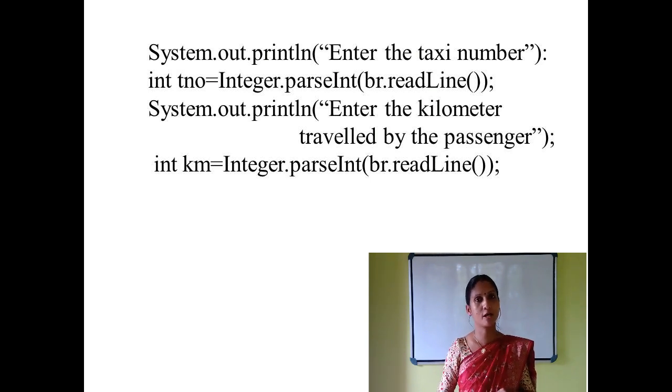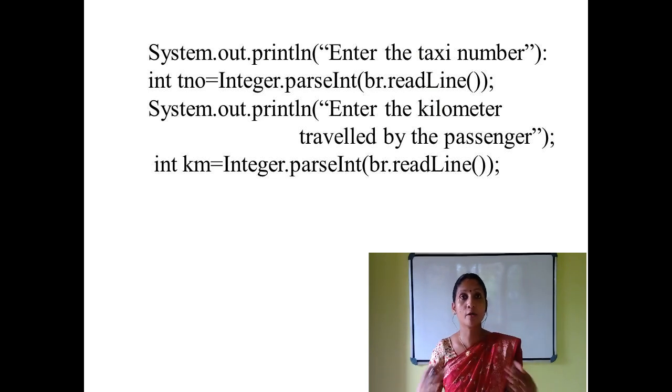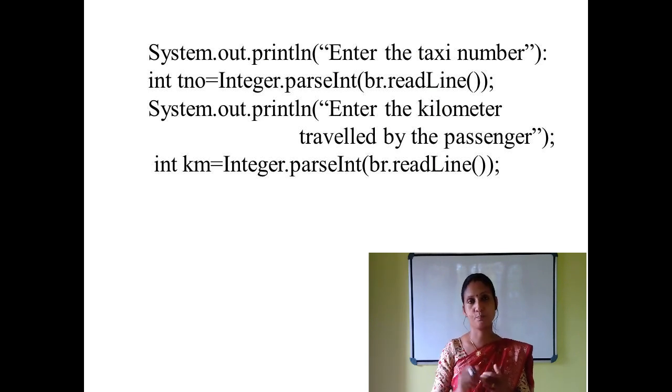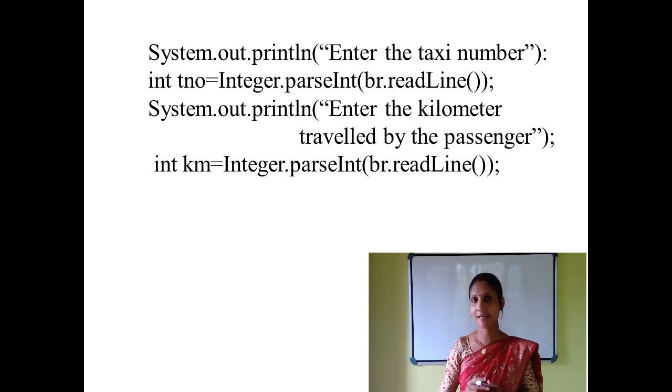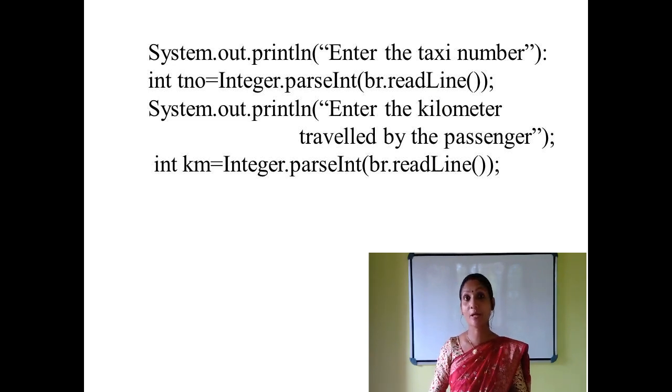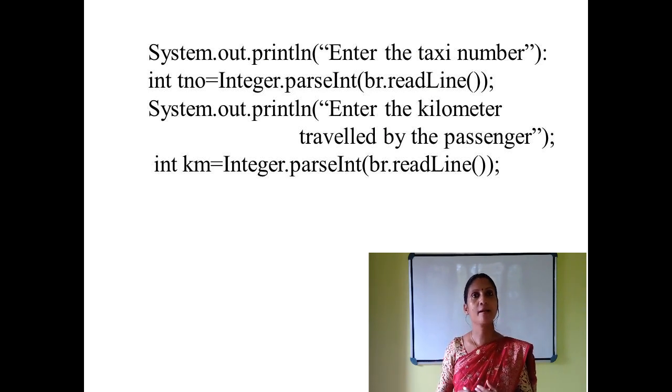To find out this program, we need a taxi number. First we will pass the message to the user: System.out.println enter the taxi number. Then how can you read that variable? For the taxi number variable I give TNO. To read that taxi number: int TNO equal to Integer.parseInt of br.readLine. Look at here. Then what's the next value? We need to enter the distance travelled by that person. System.out.println enter the distance travelled by the person.